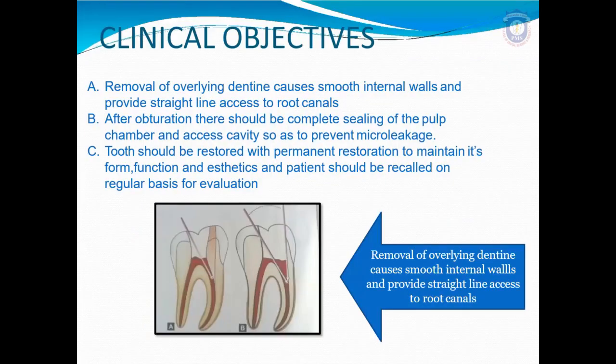The clinical objectives of biomechanical preparation include that removal of overlying dentin causes smooth internal walls and provides straight line access to the root canals. After obturation, there should be complete sealing of the pulp chamber and access cavity so as to prevent microleakage. The tooth should be restored with a permanent restoration to maintain its form, function, and aesthetics, and the patient should be recalled on a regular basis for evaluation.